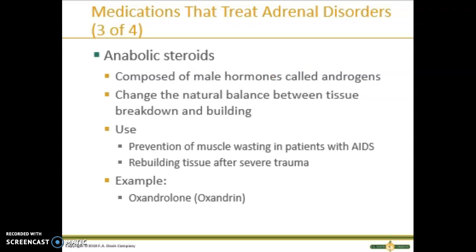Anabolic steroids are composed of male hormones called androgens. They change the natural balance between tissue breakdown and building, and these are used for prevention of muscle wasting in patients with age, or they're also used to rebuild tissue after severe trauma. An example of this is oxandrin. Again, what I want you to remember is they are used to prevent muscle wasting in patients with age and to help patients with severe trauma to rebuild tissue. Those are the medical uses.